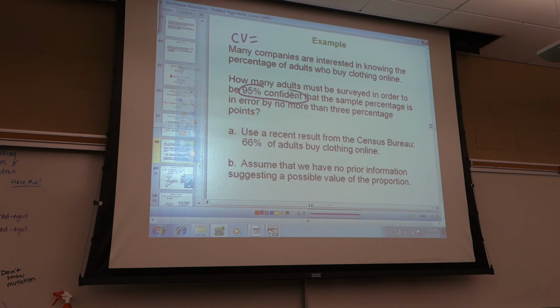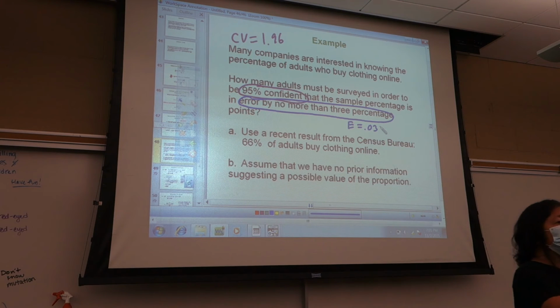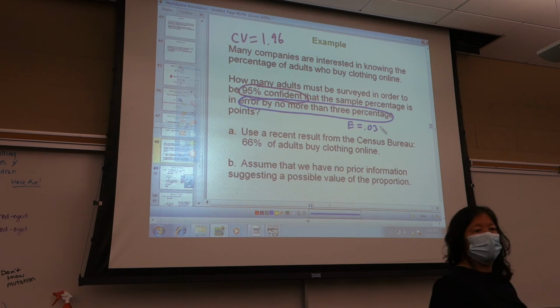95% confidence level. That means that my critical value is 1.96. Everybody okay with that part? I think we're familiar enough with that. My error by no more than 3 percentage points, so it means my error is 0.03. Either we will say the error, or we might say within. You find within is your error.